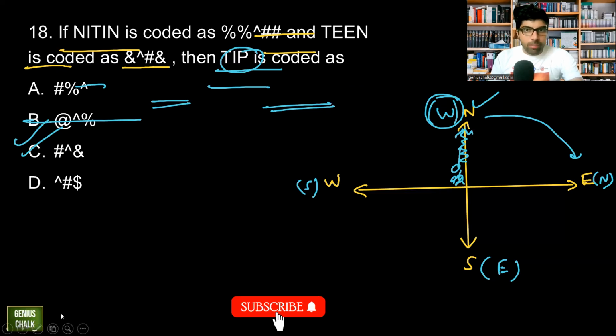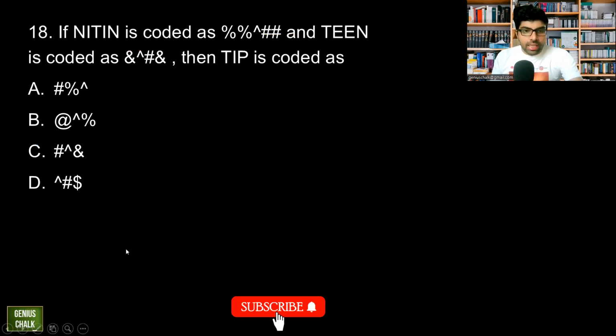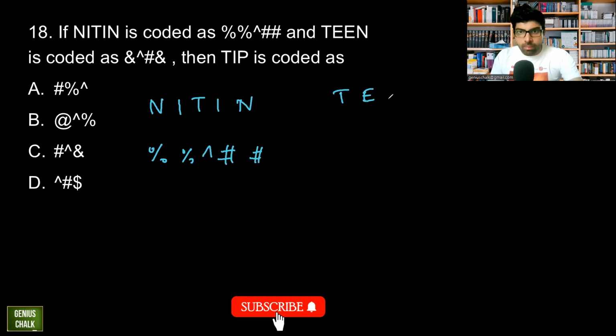A beautiful question of coding and decoding. Nitin is this. Now see very carefully. NITIN. Here it's not direct. You can see percentage, power, then hash, and then also hash. Then T, then it is ampersand, power, hash, and.